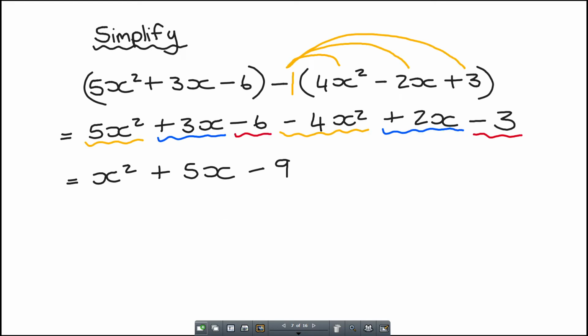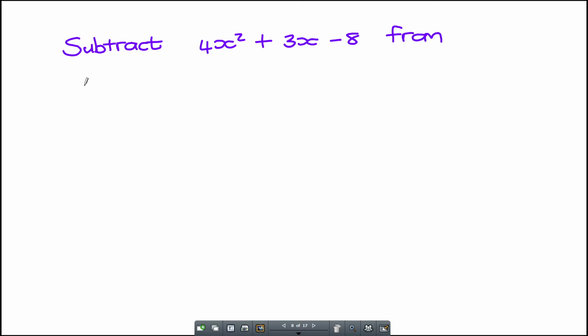Okay, now I want to give you one more word sum. Can I carry on? Okay, now subtract 4x squared plus 3x minus 8 from 2x squared minus 9x plus 1.